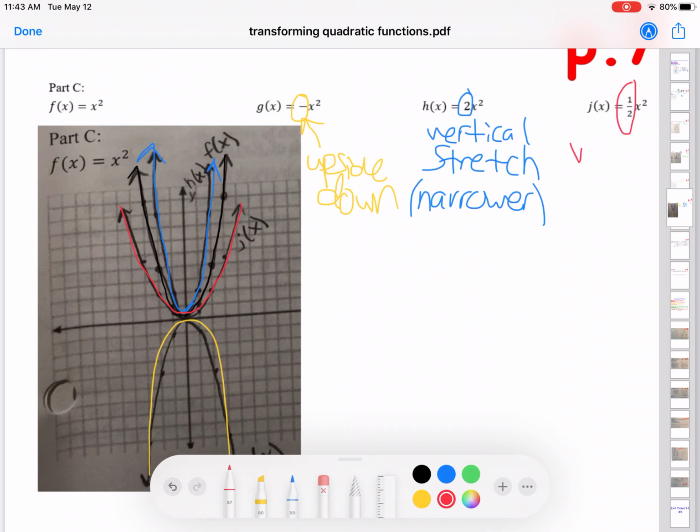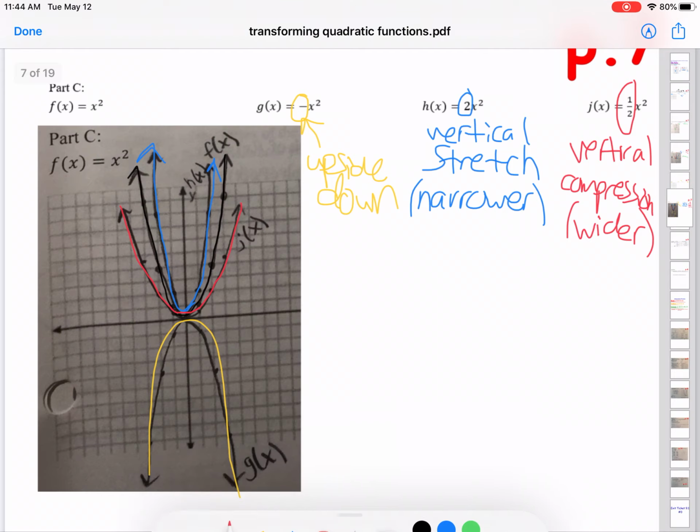So when our a value is 1/2, the graph has been vertically compressed. And another way of saying that is that the graph is wider. So we notice that the a value can actually do 3 different things. If it's negative, that flips the graph upside down. If it's a number greater than 1, such as in this case a 2, the graph was vertically stretched or more narrow. And if our a value is a decimal between 0 and 1, our graph has been vertically compressed, more smushed, and it's a bit wider.